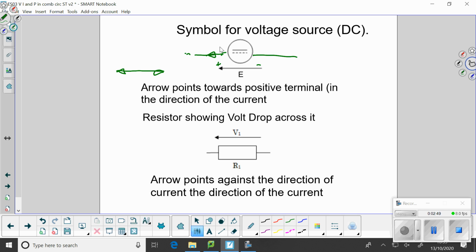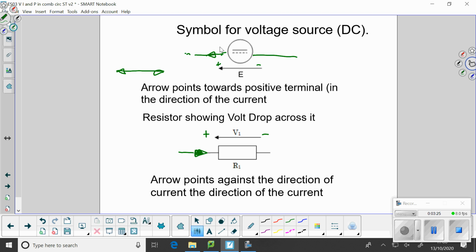Yeah? If we then take a component in the circuit, let's take the simplest component that we can have, which is a simple resistor, R1. If current is flowing into that resistor that way, there is a volt drop across it where that end is positive and that end is negative. The current and the voltage arrows on that component are in opposite directions.